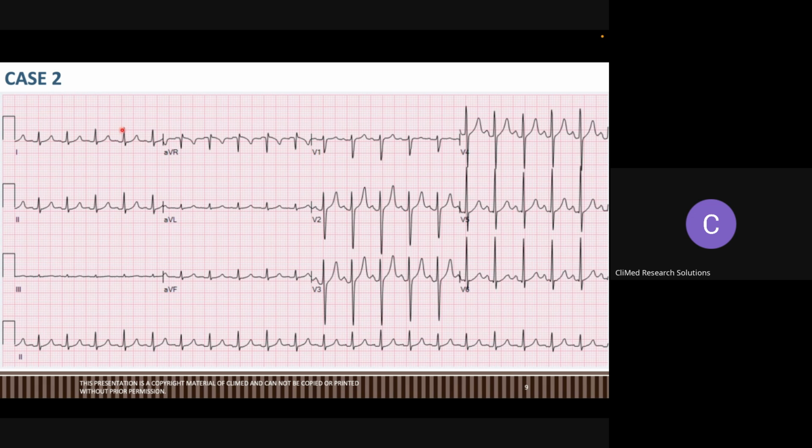Where is no P wave? Tell me. Here, here, where is no P wave? Tell me. This is P wave. Everywhere it is P wave. Here, here, here. See, you can see P wave here. Here P wave. Here also it is P wave. Everywhere it is visible.